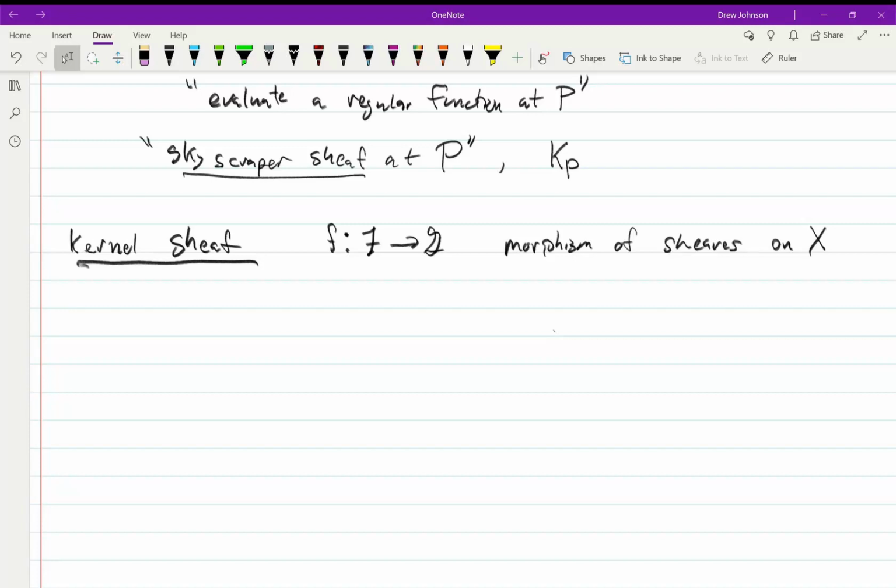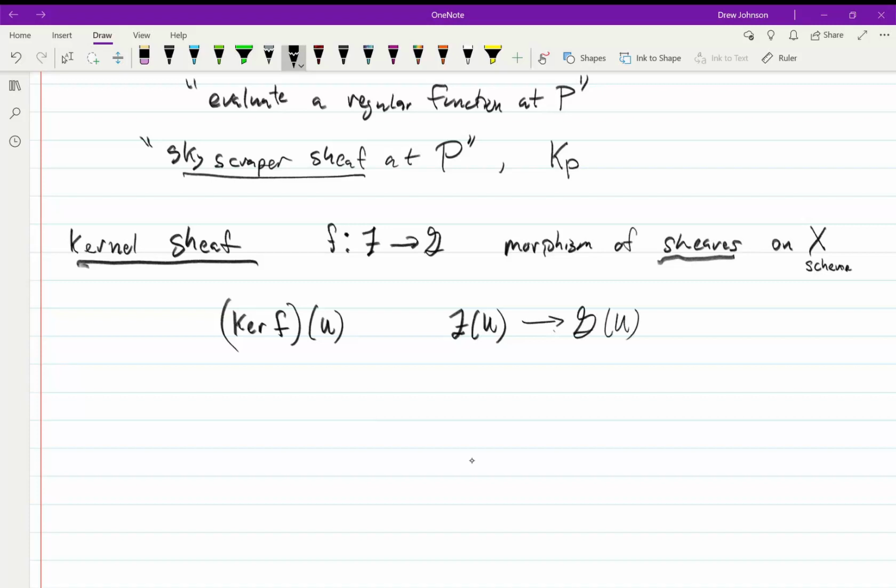So let f from F to G be a morphism of sheaves on X. And remember last time we said whenever I say sheaves on X, where X is a scheme here, I really mean a sheaf of modules. And let's try and define the kernel sheaf. If I want to say what a sheaf is, I have to say what it is on each open set. So the kernel of f on an open set U, how will I define that? Well, I'll just look at F(U) to G(U). This is the map given by f. And then I'll just have the sections of the kernel of f on U be the kernel of this map.